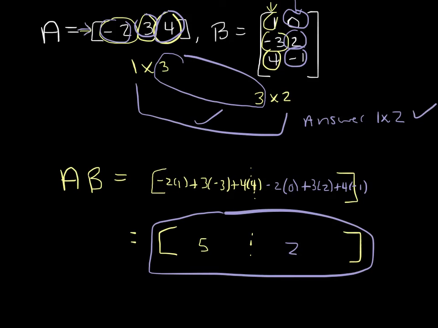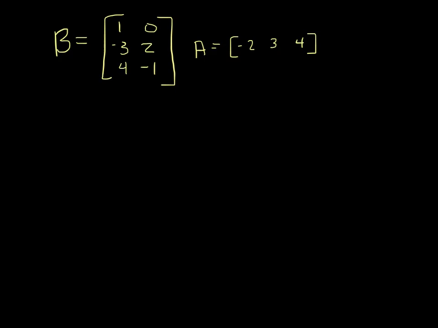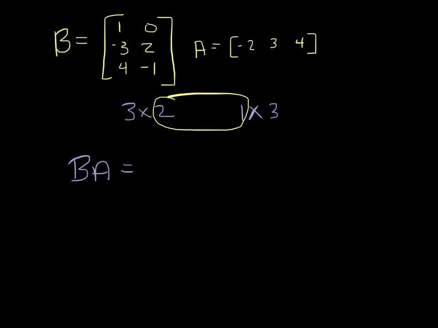So one more example. Here I've got a matrix B, a 3 by 2. And this is A, a 1 by 3. So if I were to ask you to find the product B times A, well, can we do that? The answer is no, because those don't match up. So this has no answer. Can't be done.